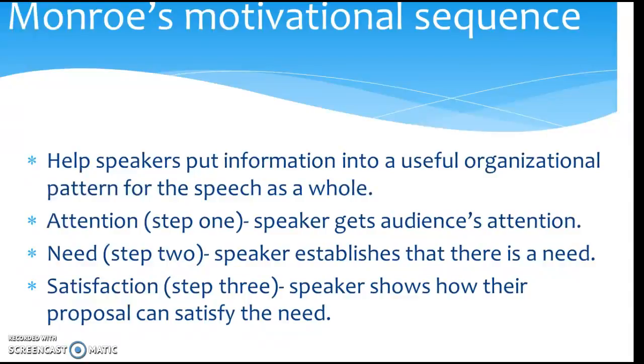The second step is need. The speaker establishes that there's a need. So they establish that there's a need for banning cell phones while driving, or a need for better cures for Lyme disease, whatever it might be. There's some kind of need for something. And then the third step is satisfaction. The speaker shows how their proposal satisfies the need. So how can a license suspension satisfy the need of drivers? Maybe it could help prevent accidents. Maybe it could help keep people safe. Those could be examples of satisfaction.